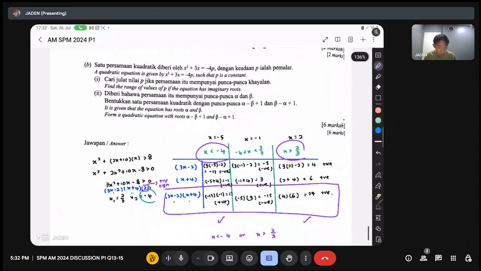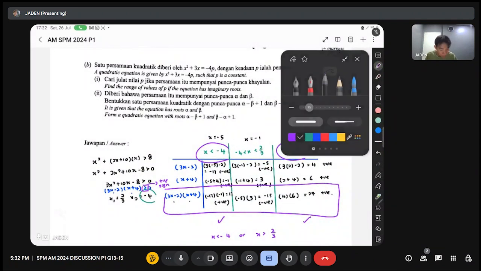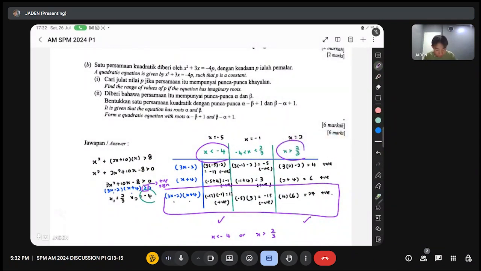So to do with another 6 marks here, let's do it with B1 first. B1. So B1 here, it says a quadratic equation.